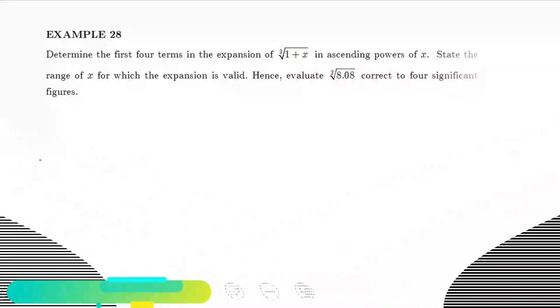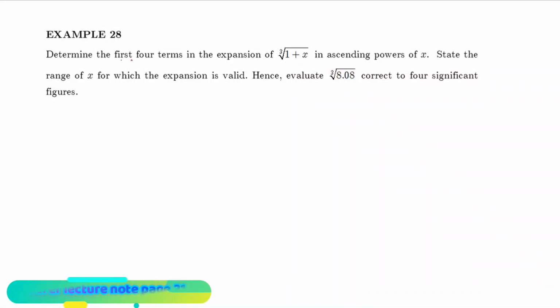Go to example 28. Determine the first four terms in the expansion of the cube root of 1 plus x in ascending powers of x. State the range of x for which the expansion is valid, and hence evaluate the cube root of 8.08 correct to four significant figures.